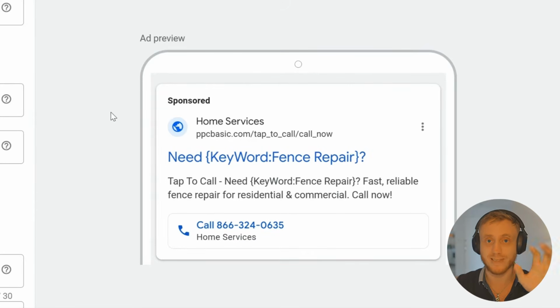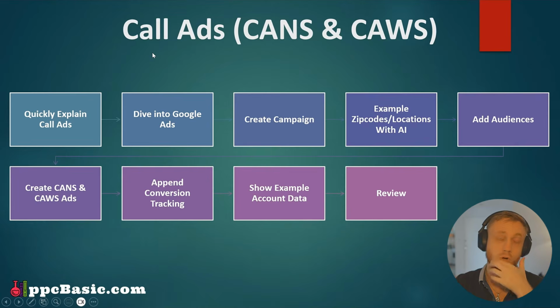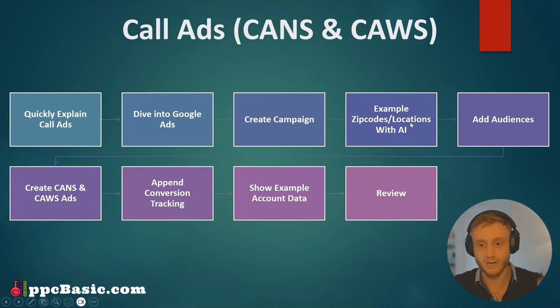So I'm going to show you briefly the outline of our process. Here's our process of how we're going to learn call ads. Quickly explain call ads: if someone taps on your advertisement on Google Ads, they will go directly into a phone call. Then we're going to dive into Google Ads. I'll explain the interface. We're going to create our campaign, and I'm going to explain how to create zip codes as well as convert those zip codes into locations for where we want to target our advertising.